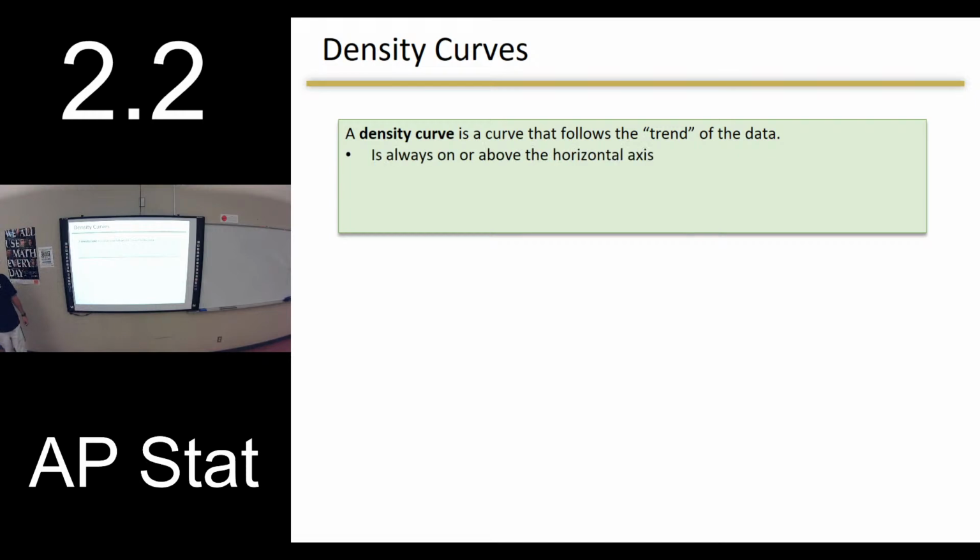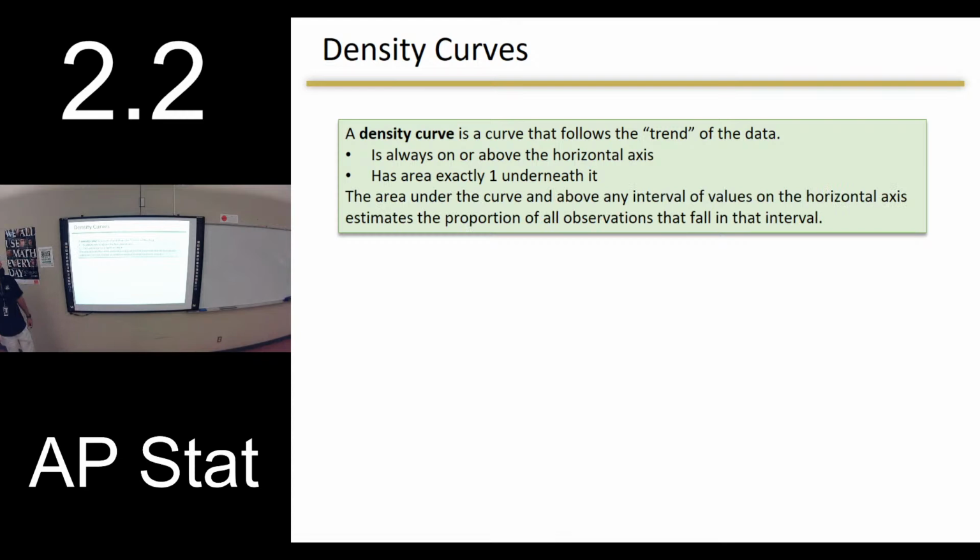That's all it does. It's always above the horizontal axis. It will never go below the horizontal axis because that would be negative information, and we do not deal with negative information in statistics. It has an area of 1 underneath it because 100% of the data will fall underneath that curve. So it has an area of 1 underneath it.